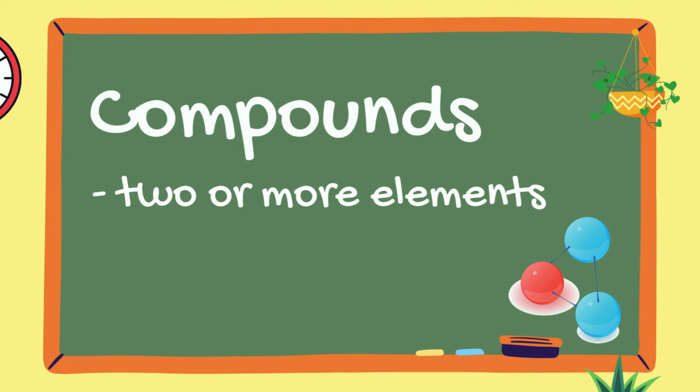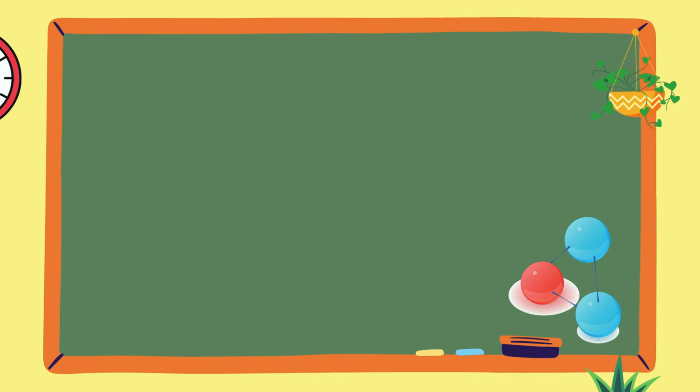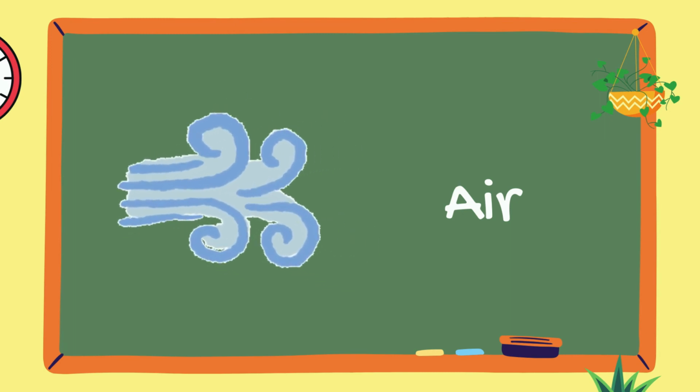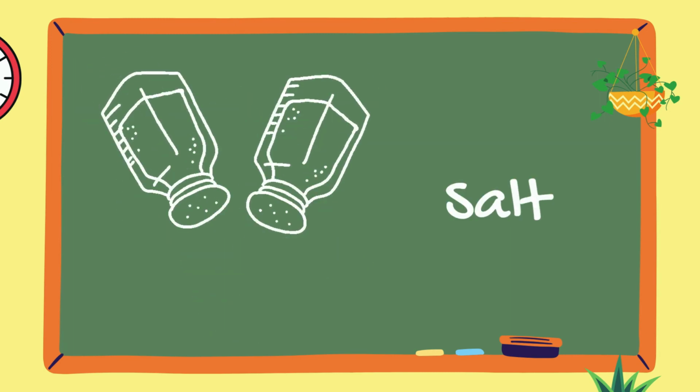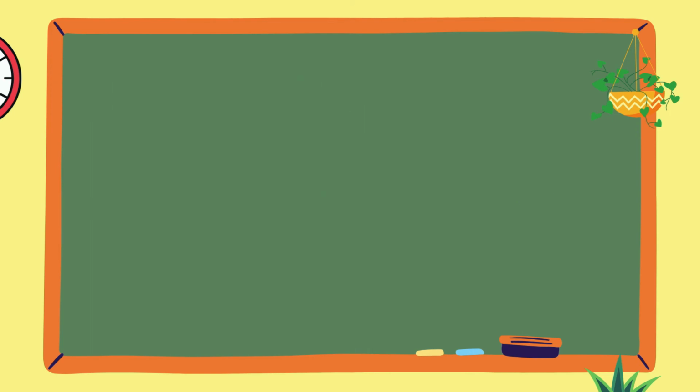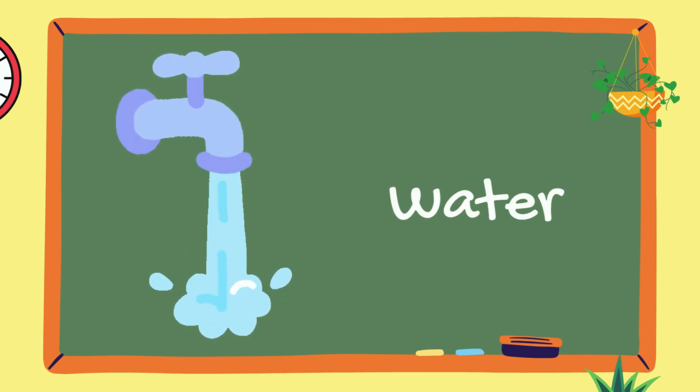Compounds contain two or more elements chemically bonded together. Examples of these are air, salt, and water.